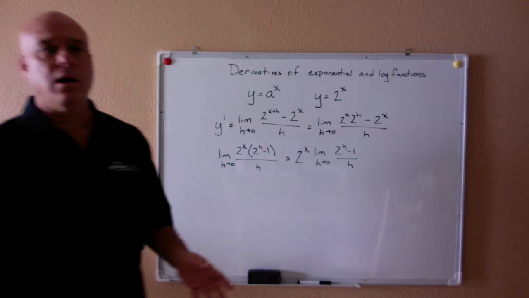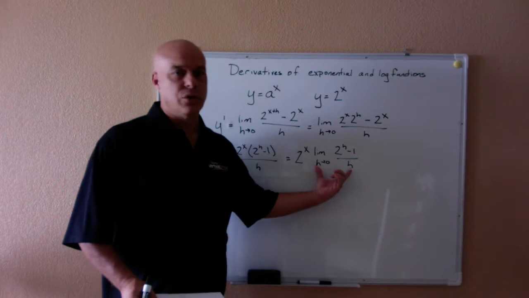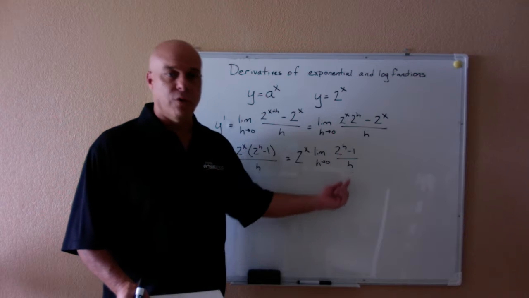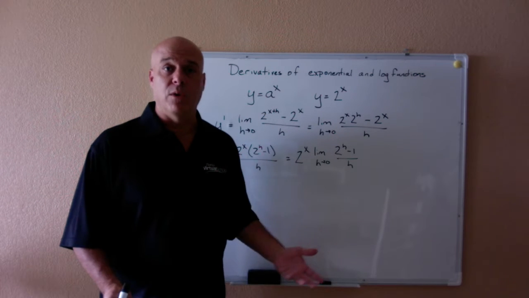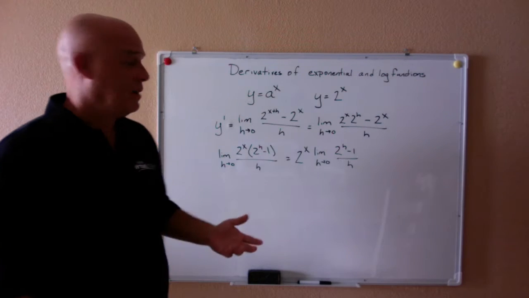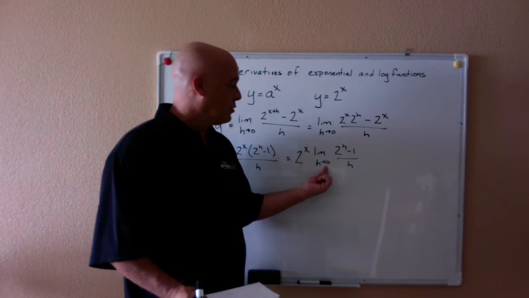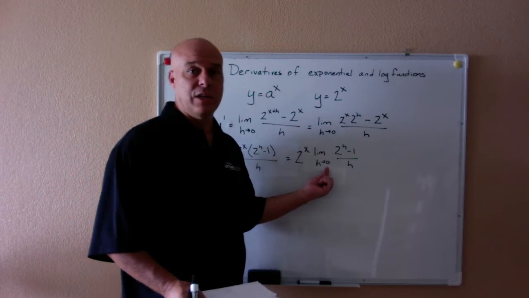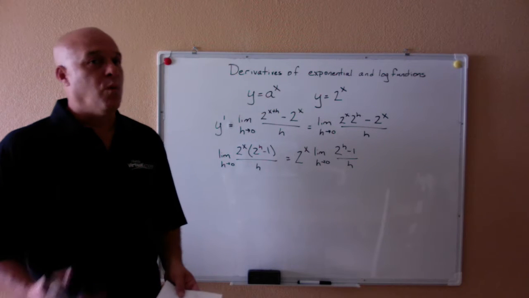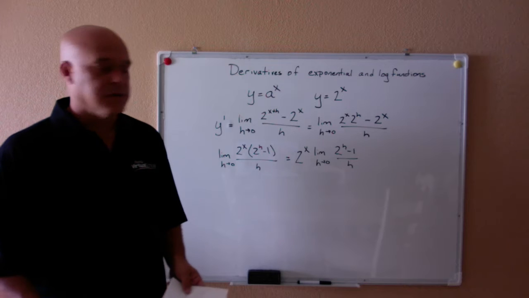And this is where I'm going to leave it to you to evaluate this using your calculator. Plug 2 to the h minus 1 over h into your calculator. You'll probably want to use an x there so that your calculator can evaluate this. And then use your table to find what the limit as h tends to 0 is. Now, it's going to give you a really strange number, but one that you're probably not going to recognize.